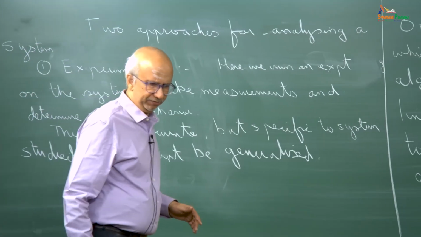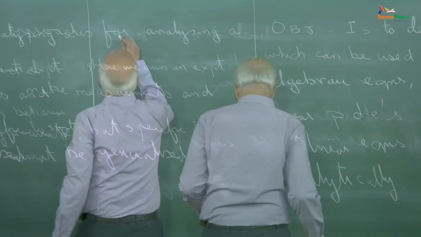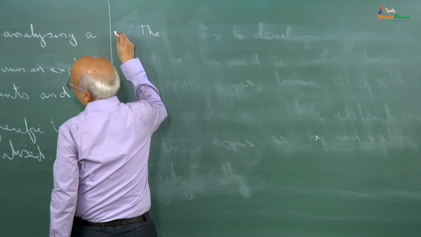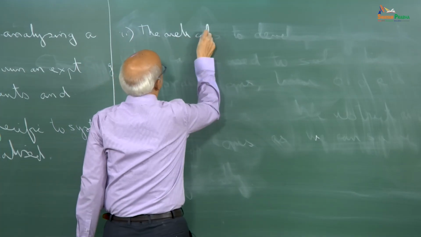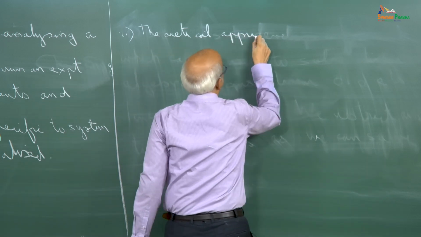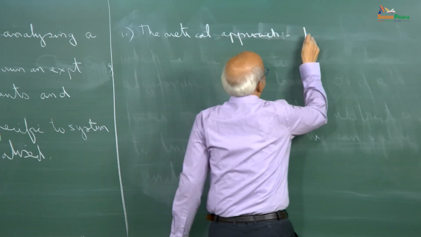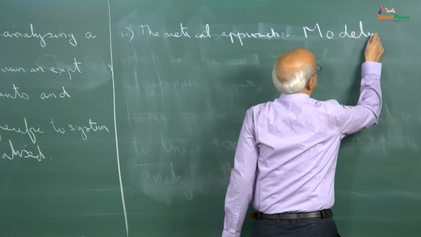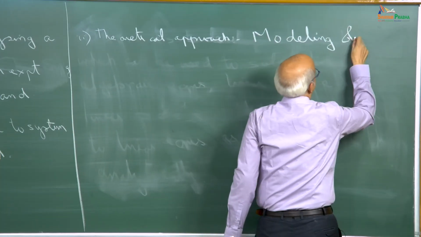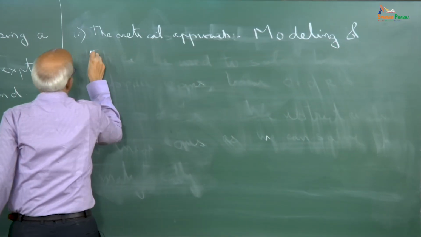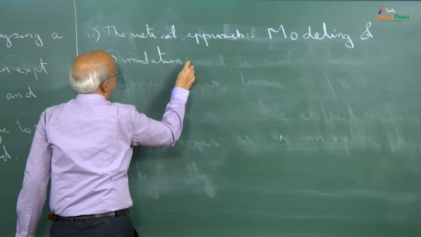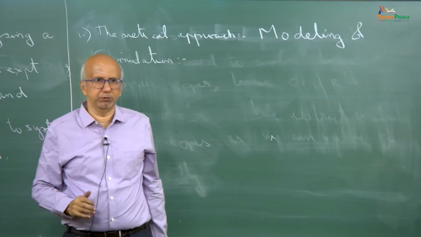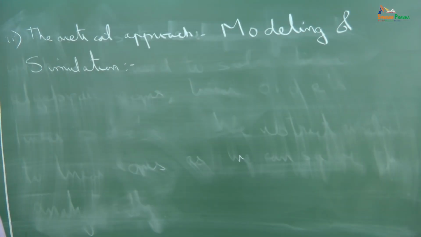The other alternative that you have, this is the second alternative, the theoretical approach, which is basically also called modeling and simulation. That is the alternative approach that you can take to analyze the system. So, what do you do in modeling?